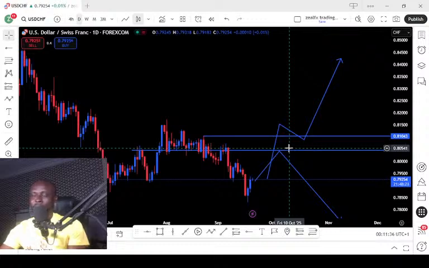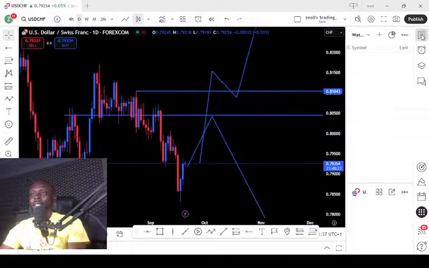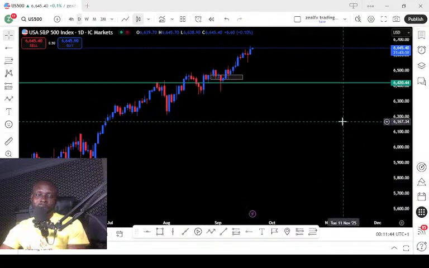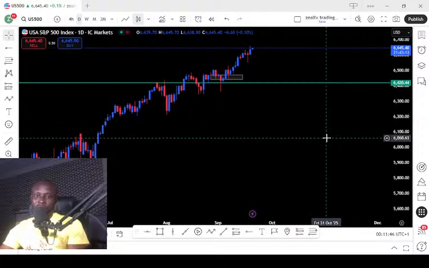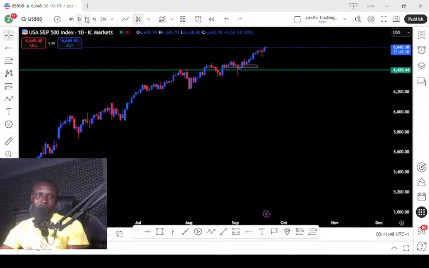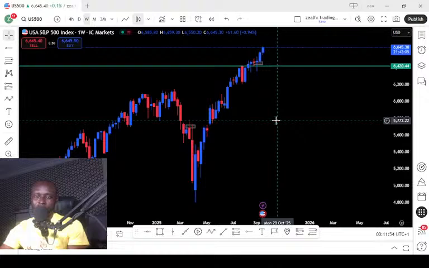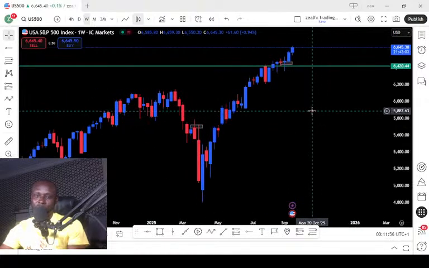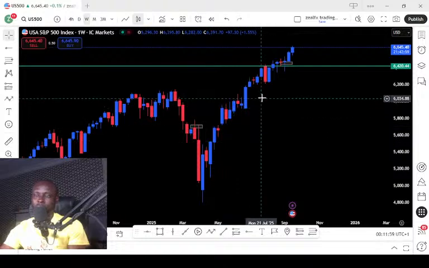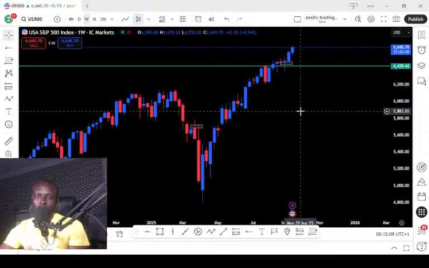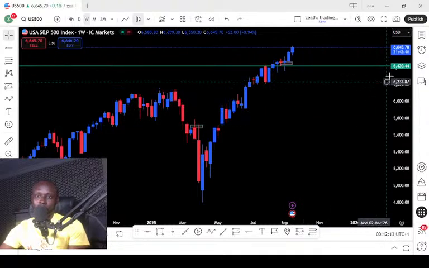So let's look at our next pair, which is the S&P 500. S&P 500 on the weekly chart still remains bullish. We still have a bullish trend on S&P 500, so we expect more buying on the S&P 500. You can see that we have a series of higher lows on the weekly chart, which indicates more buyers for the S&P 500. So we expect more buying for S&P 500 in this coming week and in this month of September.